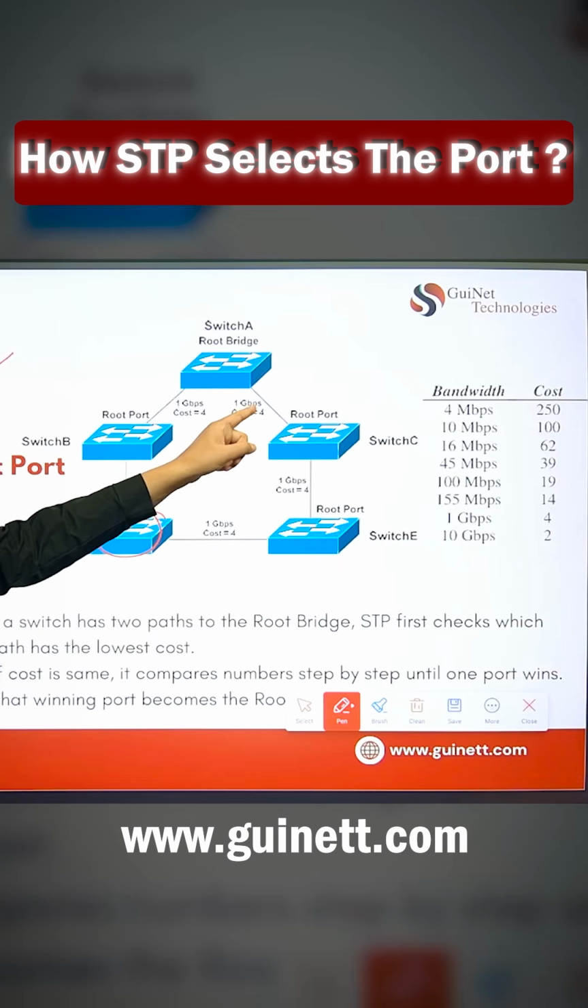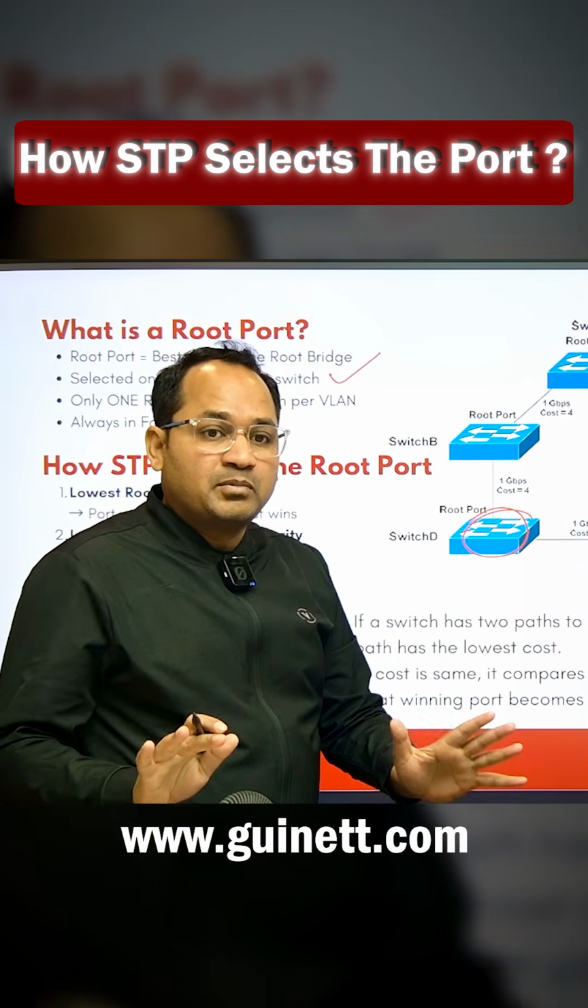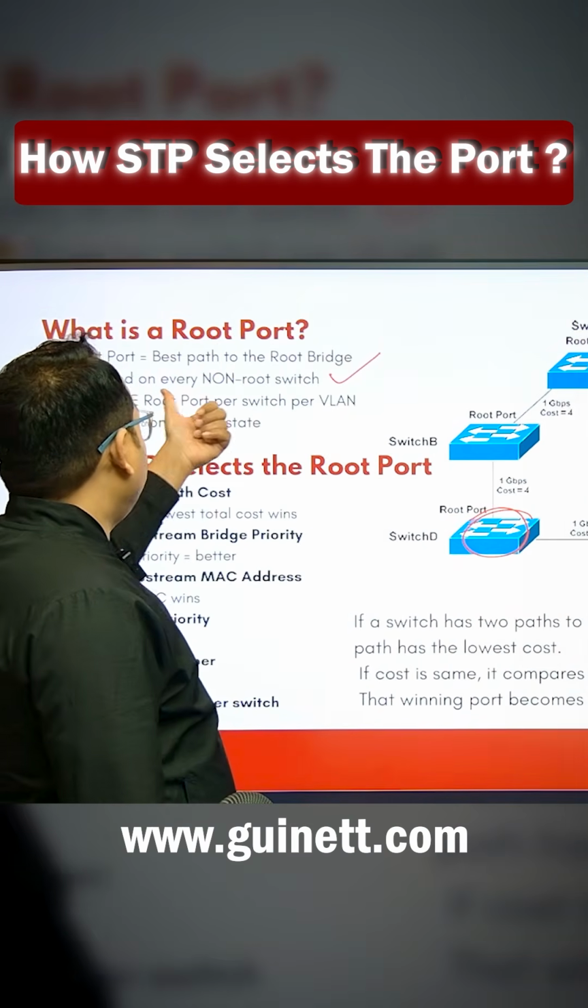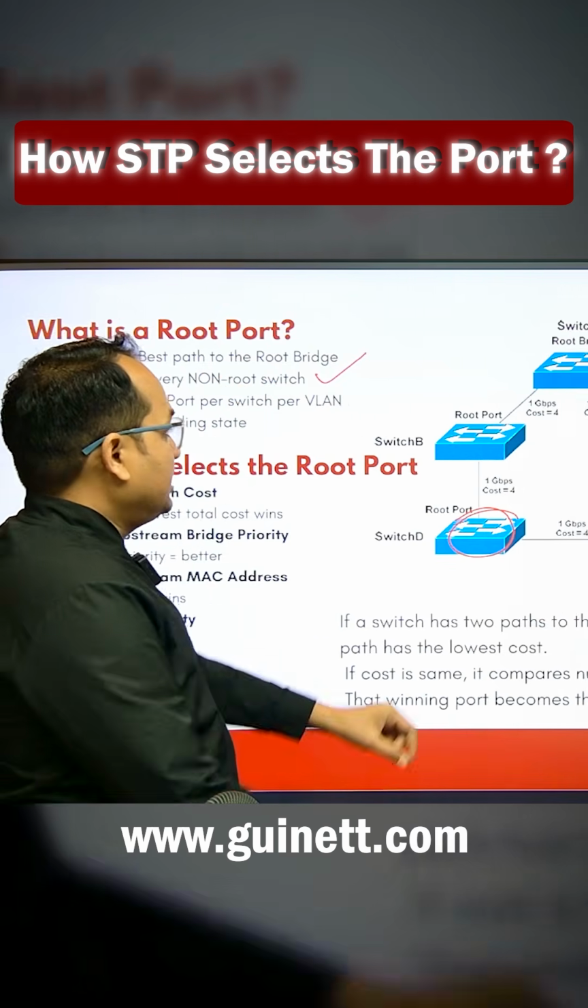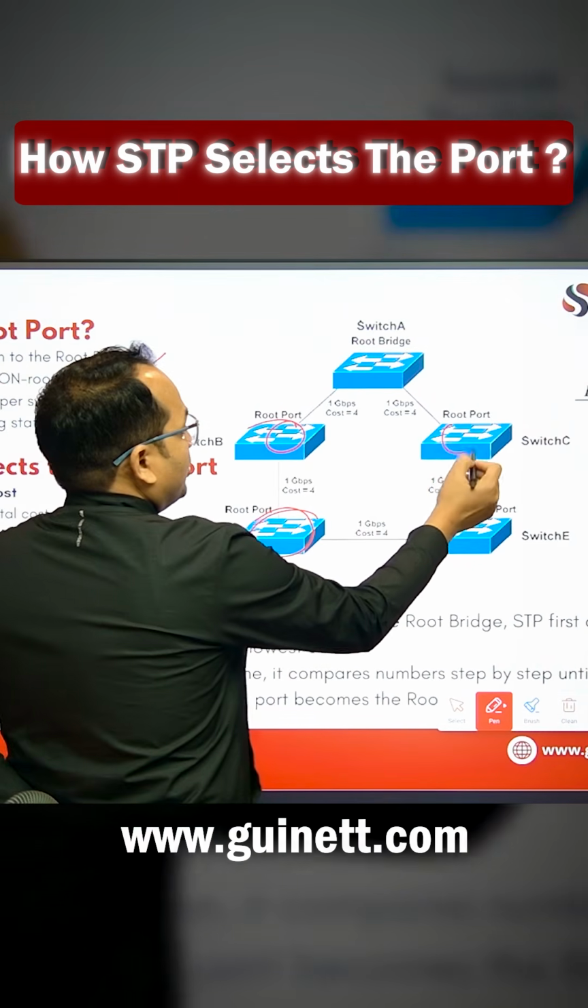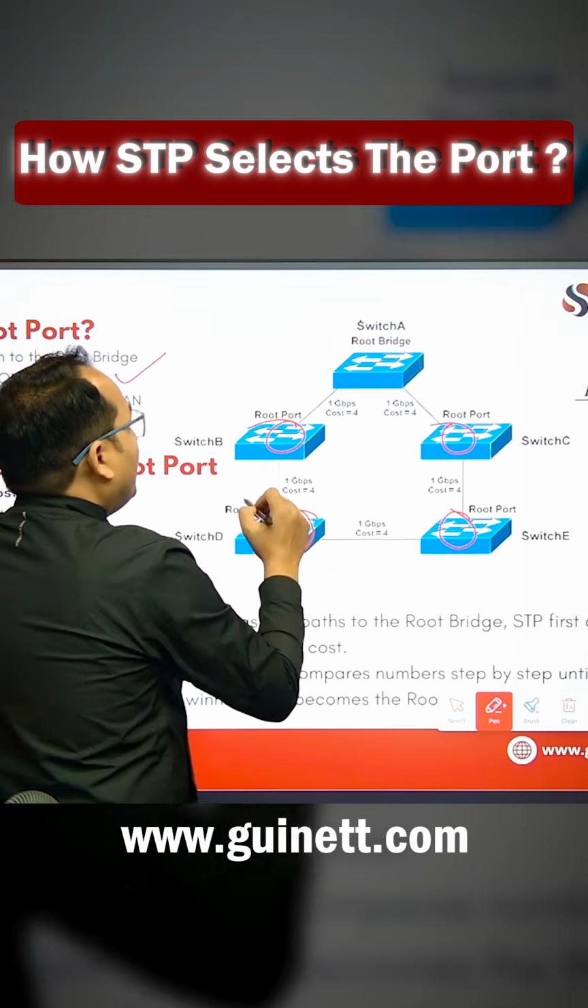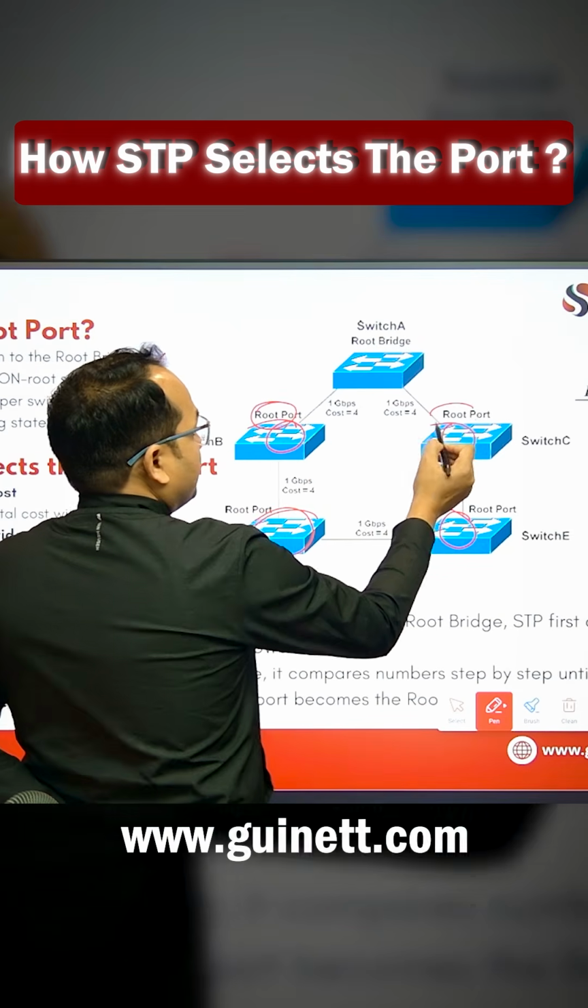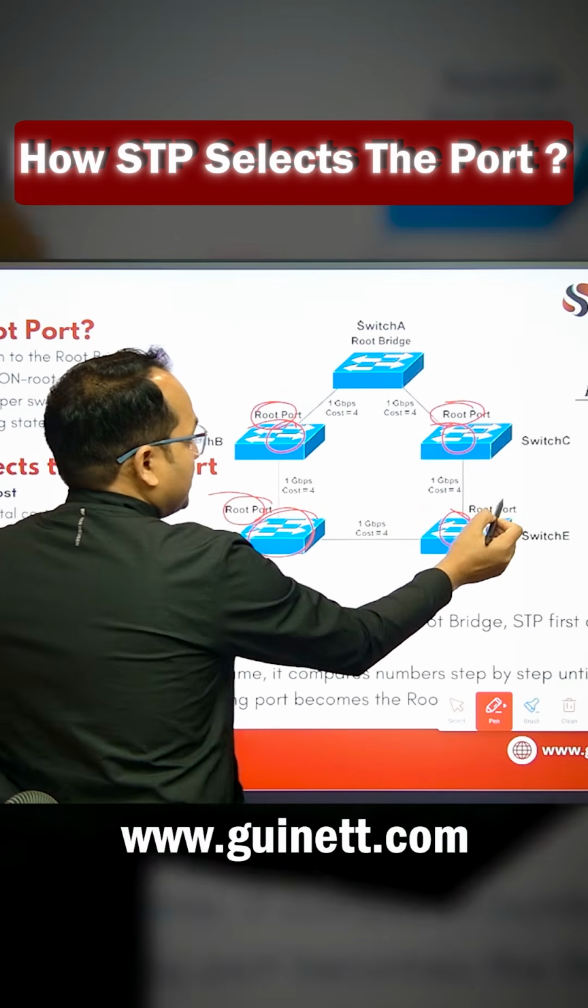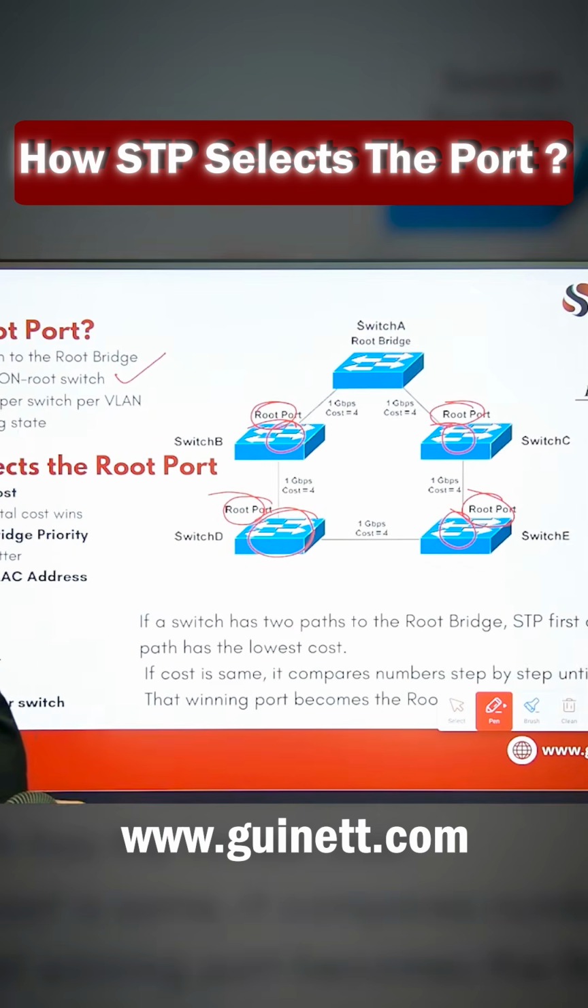By default on the root bridge, every port is a designated port. So every non-root switch, this is a non-root switch, this is a non-root switch, this is non-root, all of these must have a root port. See, this has a root port, this has a root port, this has a root port, this has a root port. This is where it is selected.